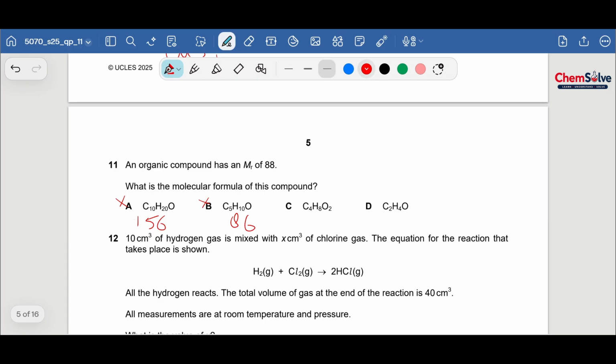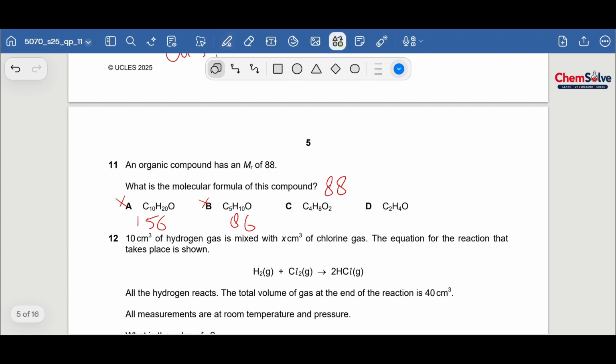For C, carbon is 12, so we will multiply it with 4. Hydrogen is 1, we will multiply it with 8, and oxygen is 16, and we will multiply it with 2. It will be 88. So C is the correct option.